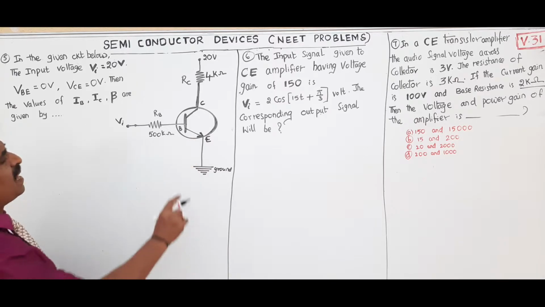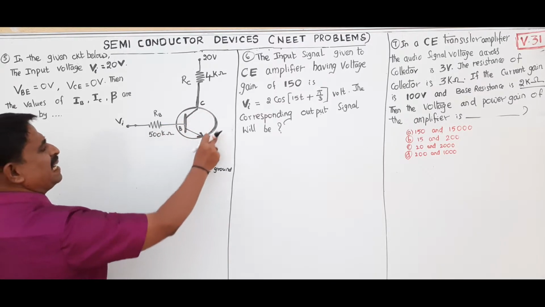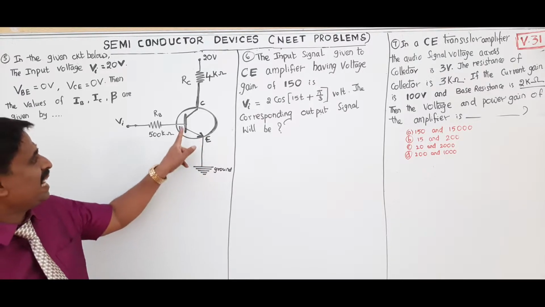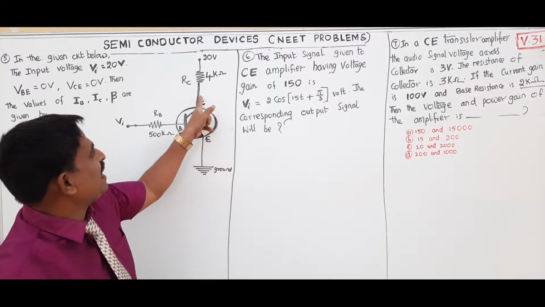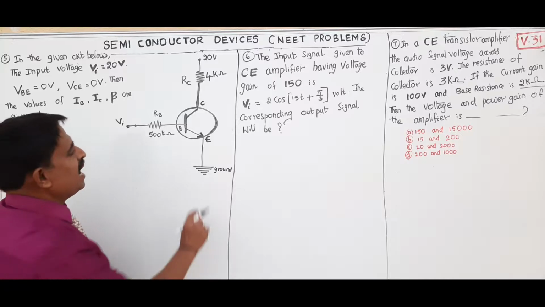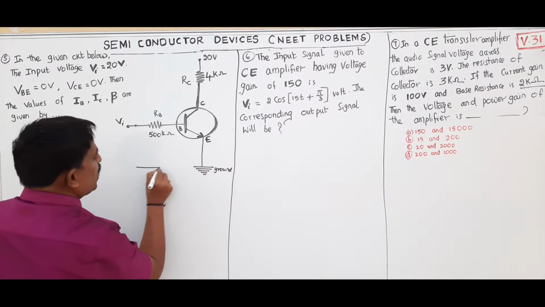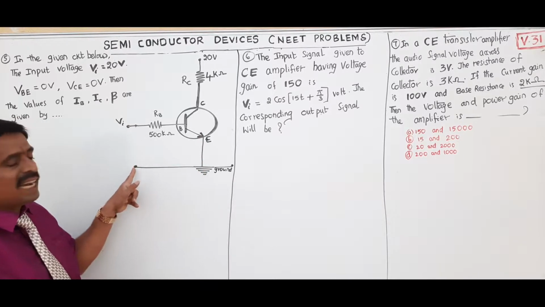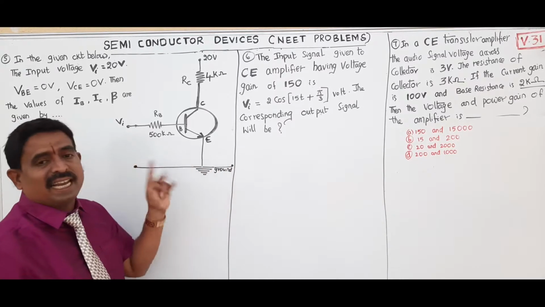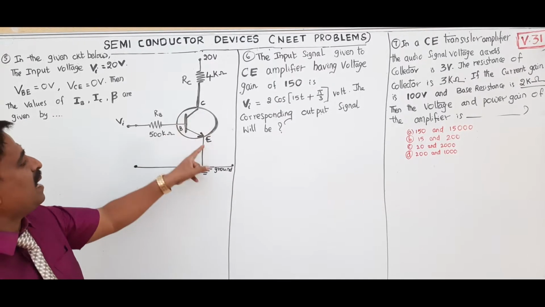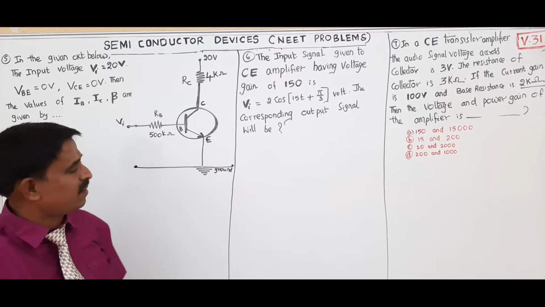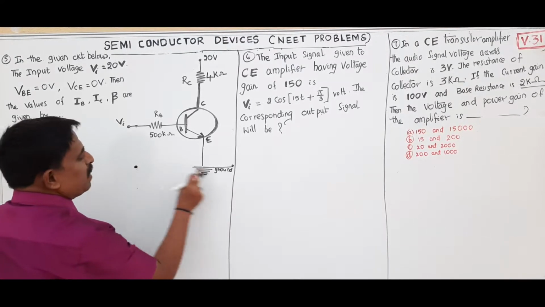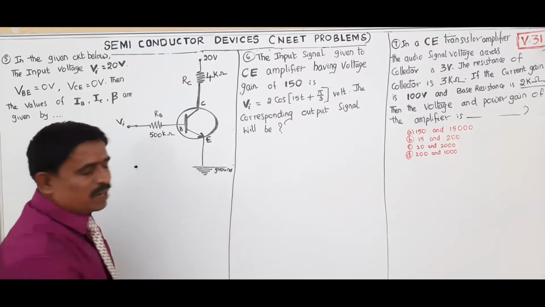Now, it is the common emitter transistor. It has an emitter terminal, a base terminal, and a collector terminal. The emitter is common for the input side and the output side. The emitter terminal is present in the input side and also in the output side. They told very clearly that this emitter terminal is connected to ground.